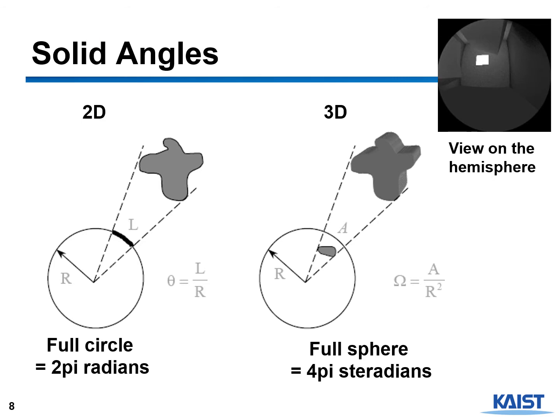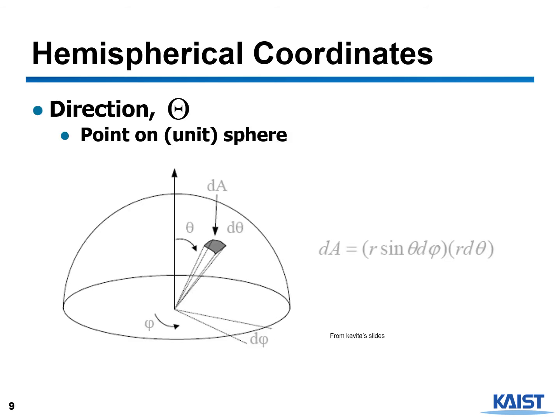So far we defined the hemispherical coordinates. Now again I'd like to define the direction. This is the capital theta. This vector, this direction, can be defined by specifying a point on this unit sphere. If we define a point on this hemisphere, then we can define this direction from the center of the hemisphere that passes through the point.